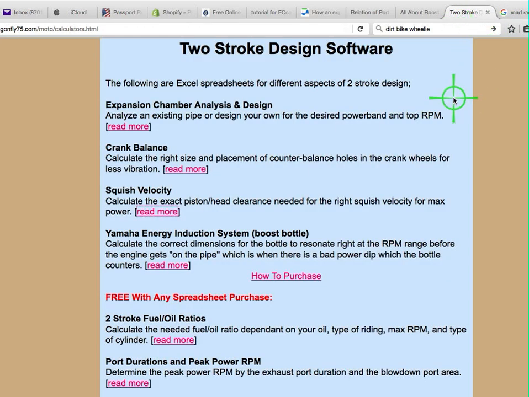This is the list of my two-stroke design calculators. There's six of them. They run on Excel, and it doesn't matter if you use Windows or Macintosh. The first one, and the most extensive, that took the most time for me to make, is the expansion chamber calculator. Let's take a look at it.